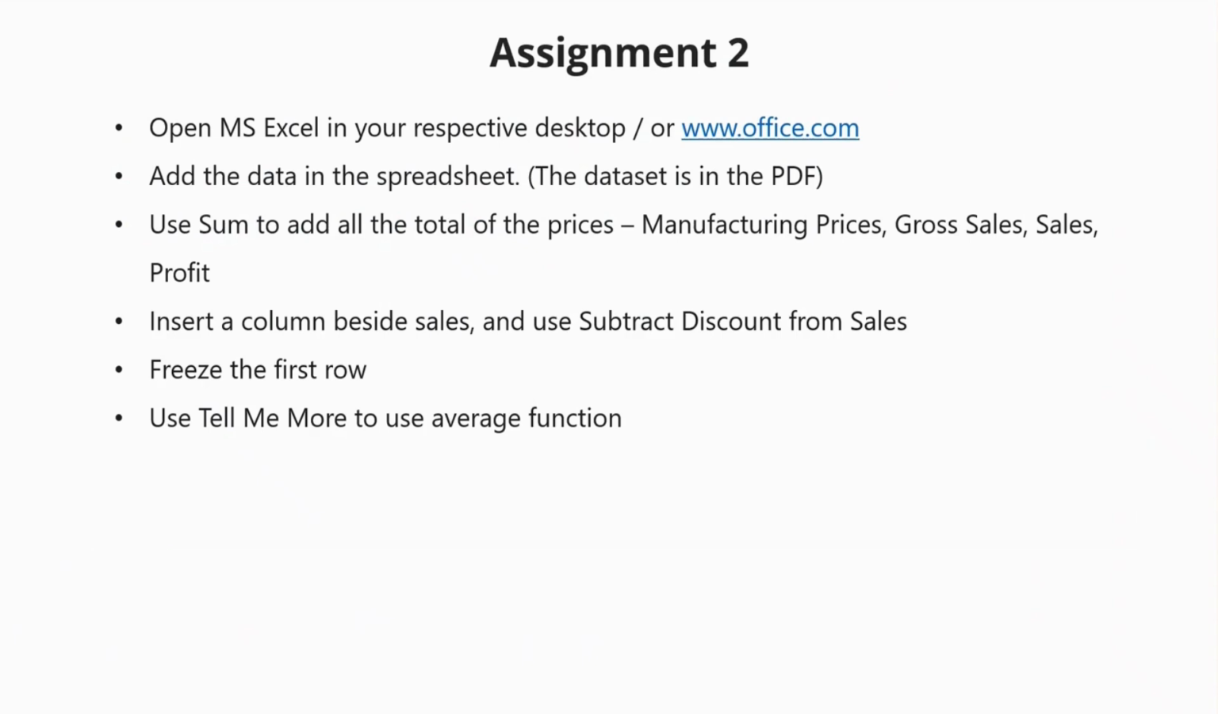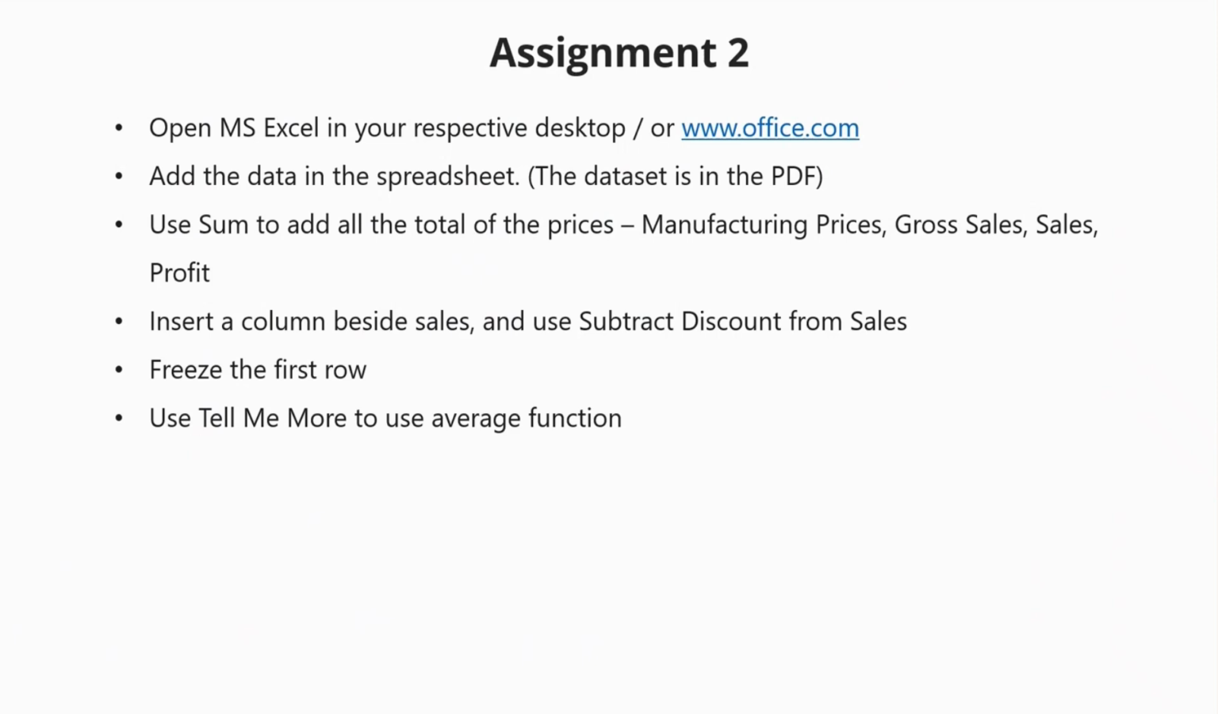Now, assignment part 2. Last assignment, you remember we had copied a data set in Microsoft Excel. We are going to be working with the same data set in Microsoft Excel. What you have to do is, one, compute the prices of manufacturing, gross sales, sales, and profit. You have to use the formula, and when you are clicking a screenshot, make sure you're clicking the screenshot with the formula. So not with the end result, but with the formula as well, because what we want to see is how much you've understood the formula.